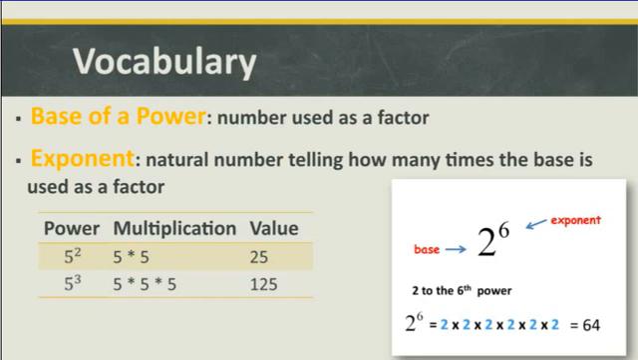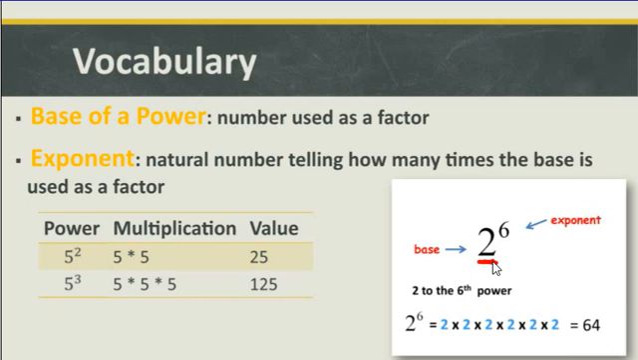So what are you going to be multiplying by itself each time? That's the base. So if you look in the picture here, 2 is the base. That's going to be our factor. We're going to be multiplying the 2 however many times. How many times are we supposed to multiply that by? That's what the exponent tells you.